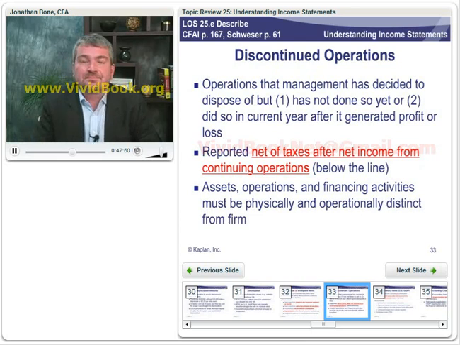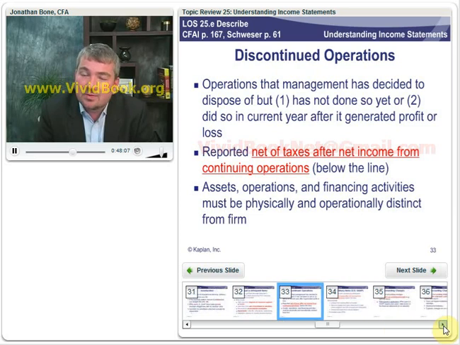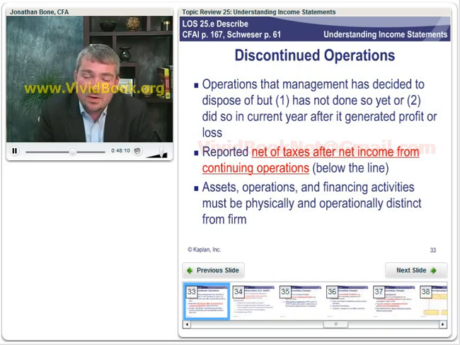Discontinued operations. These are operations where the management has decided to dispose of the operation, but either hasn't done so in the year or did so but partway through a year. Now the key point is, if you decided to dispose of it or did so partway through this year, it's not going to generate earnings in future periods. As a result, we want to keep its operating results, i.e. its sales, its cost of goods sold, its gross profit, its sales general and admin, its operating profit, etc., distinct from the continuing operations of our business.